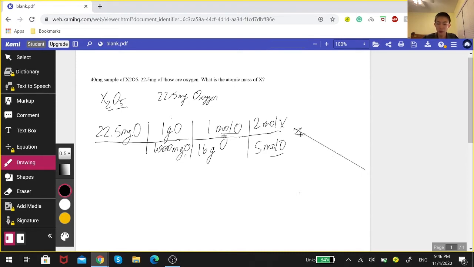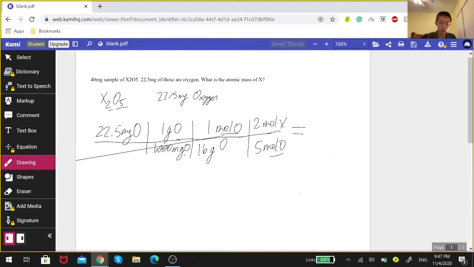When we do this, let's use our calculator and find the answer. We have 22.5 times 2 divided by 1,000 times 16 times 5. The answer is 5.625 times 10 to the negative 4th. And what's the unit? Moles. Cross out O and O, moles of O and moles of O, leaving us with moles of X. So that's how many moles of X we have.